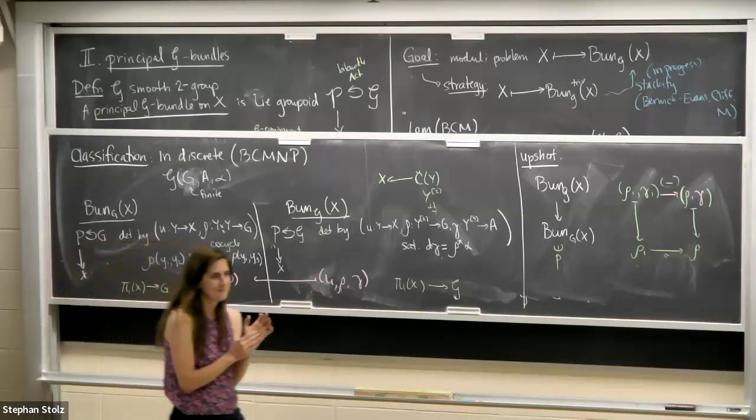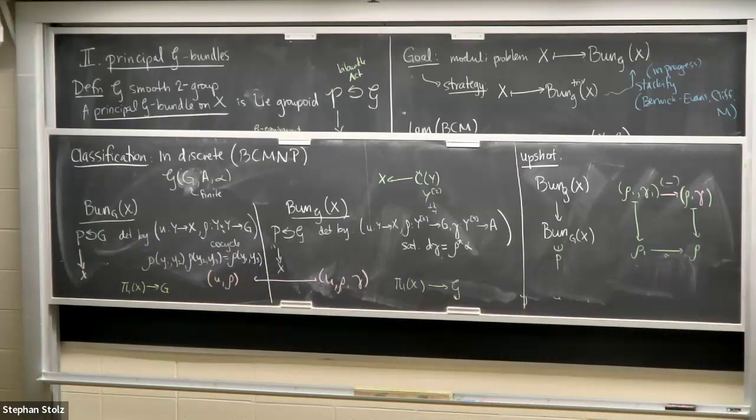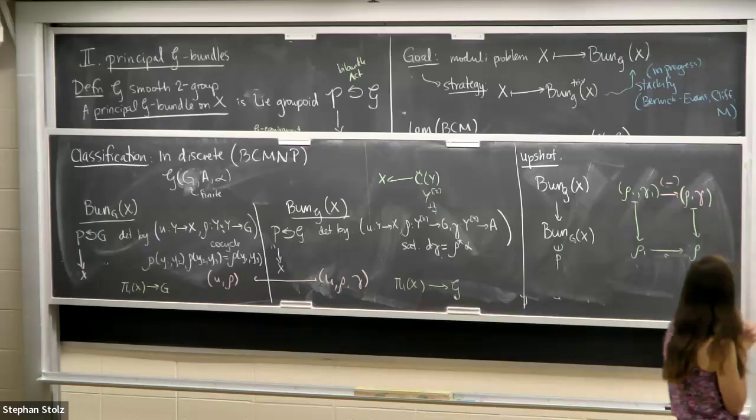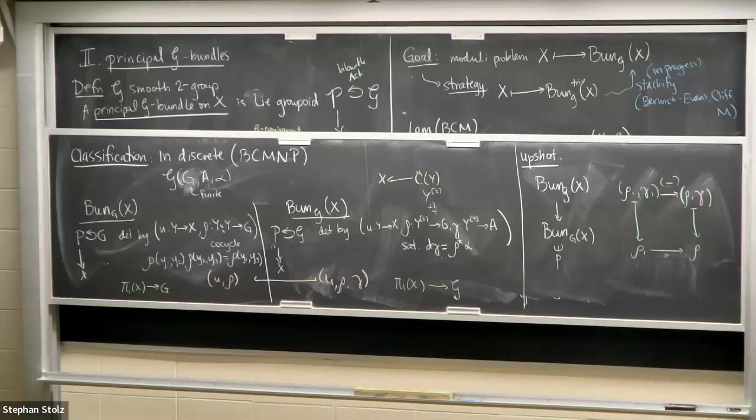Maybe a question about the thing you said last, this sort of flat string structure. So you have this classification result for basically flat string structures, right? It's the trivializations of this cocycle. So what does that mean? Like how many are there in this case?